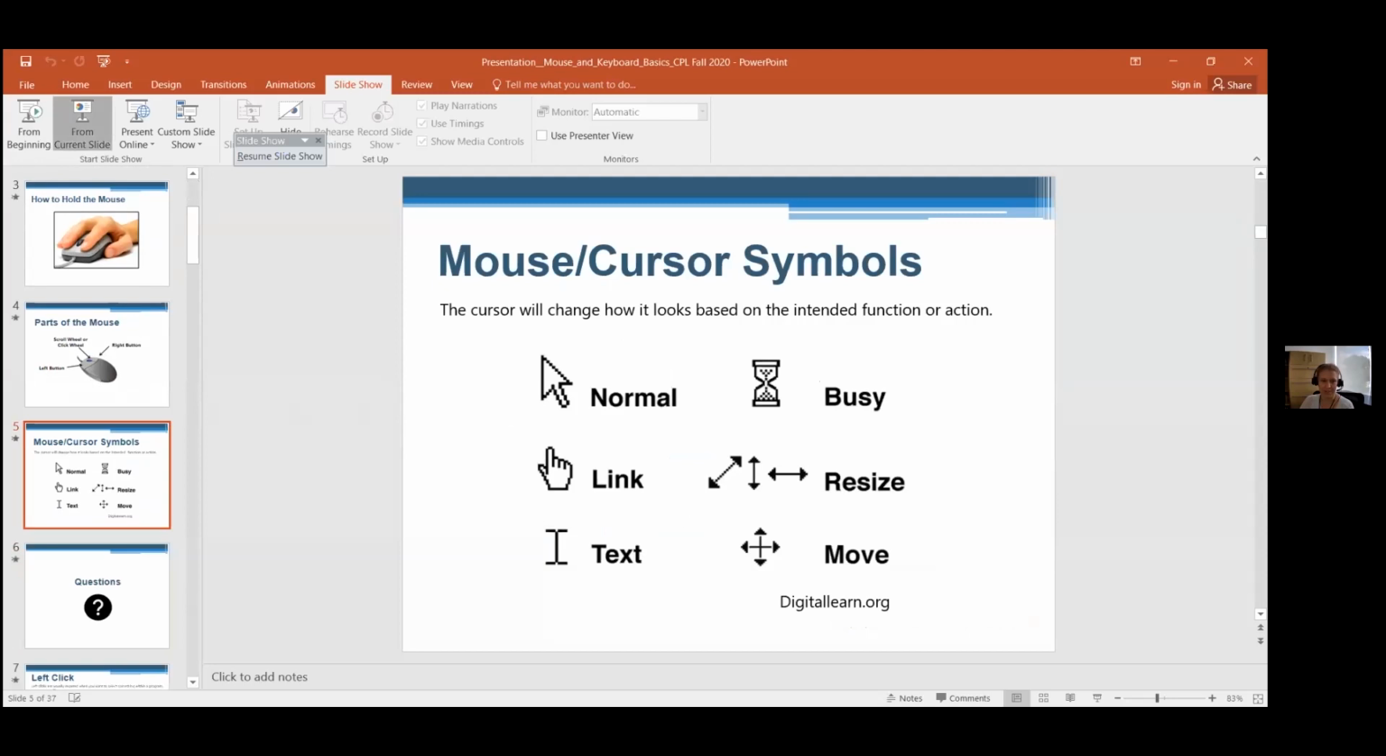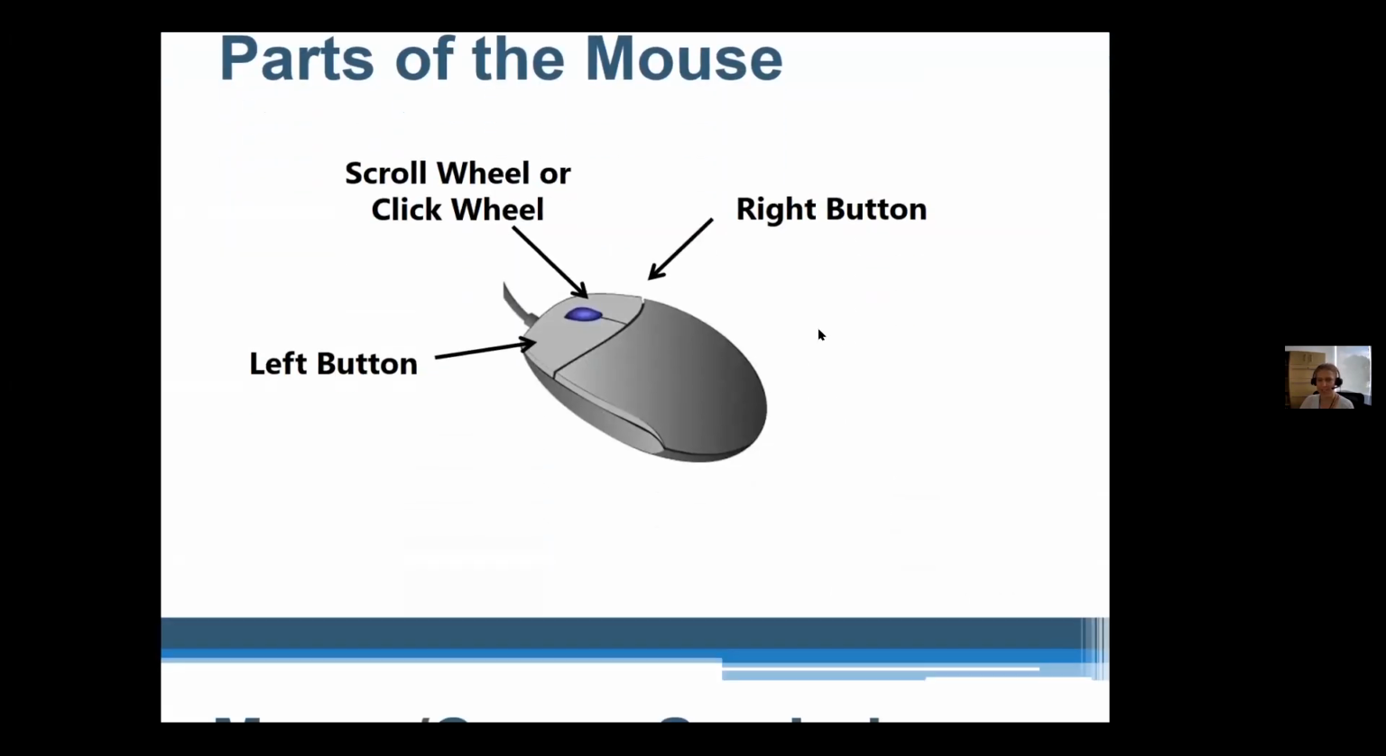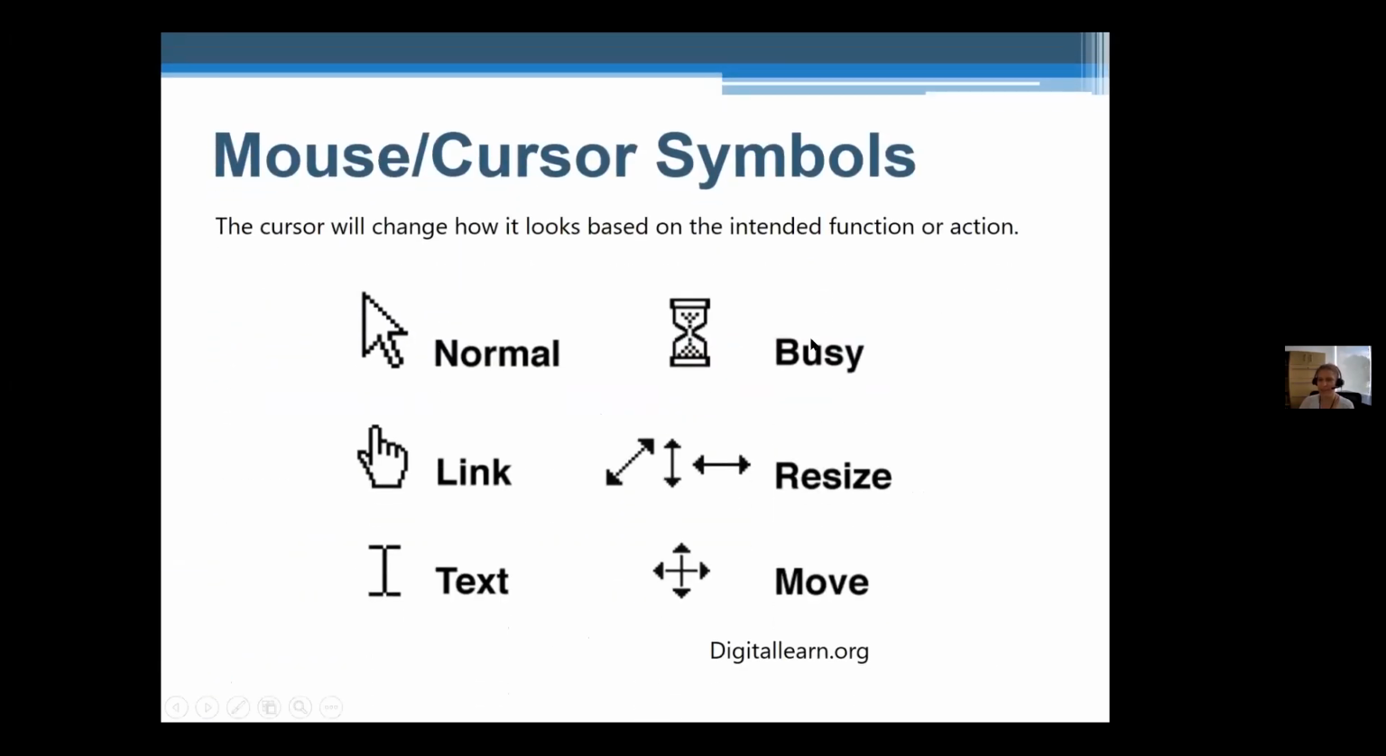Okay, so I'm going to go ahead and show you. We've gotten our parts of the mouse, and the next thing I want to show is what we call the cursor symbols. The cursor is generally your arrow.